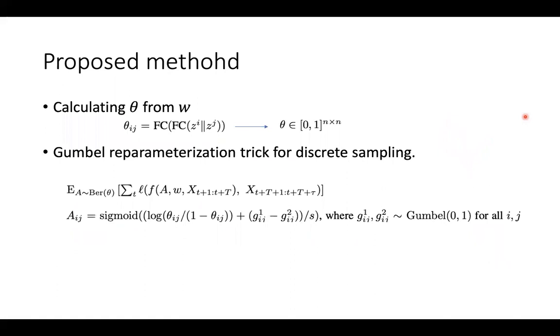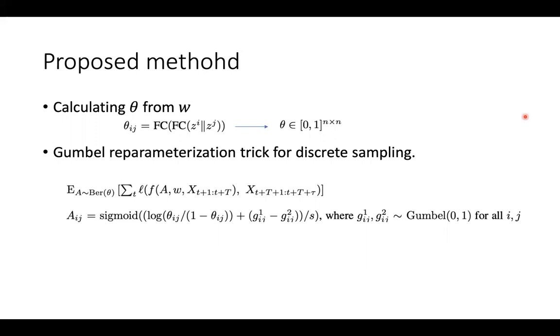Okay, so now let's look at what they have proposed to calculate this theta directly from this W. I'm going to talk about it later. It's very similar to another paper that I have previously talked about, which is neural relational inference. But I think this paper has formulated the problem in a different way, and we will see.